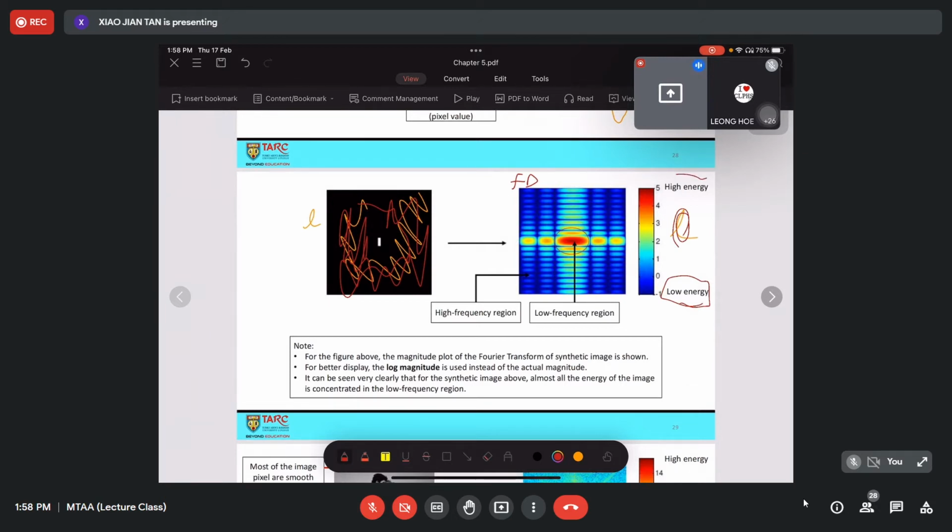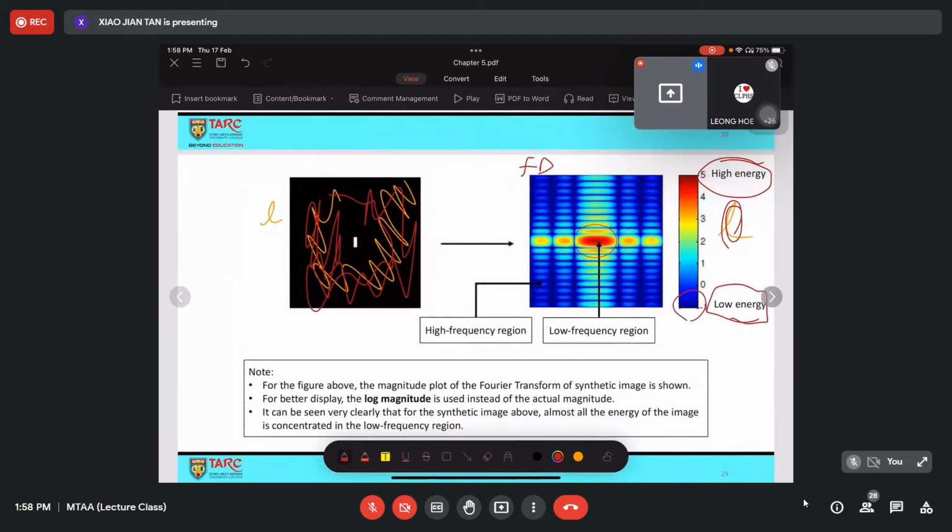When you have high energy, it shows that you have an abundance of this kind of information. This is illustrated by the color, whereby a dark blue or eventually black color means you have little or none of this information. If you have a red color or even eventually maroon color, it shows that you have an abundance of this information. So when you look into this Fourier transform, you will find that the center point is red or maroon.